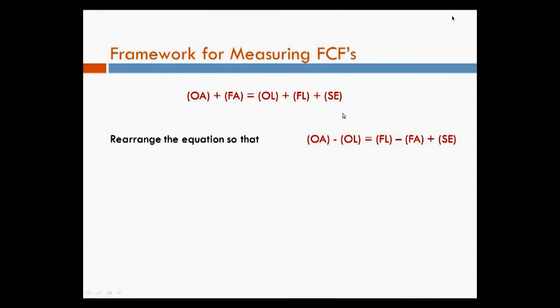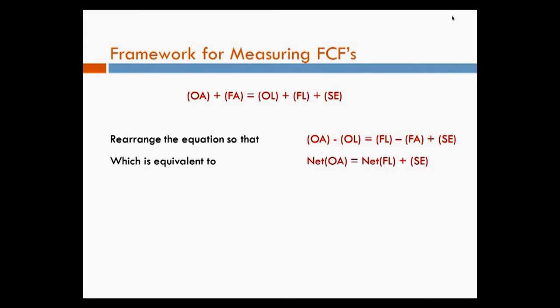We're just going to rearrange it. So we have operating activities on one side of the equation and financing activities on the other. So just subtracting operating liabilities from both sides, subtracting financing assets from both sides, you have operating assets minus operating liabilities equal to financing liabilities minus financing assets plus shareholder equity, which just hangs out there. Nothing dramatic there.